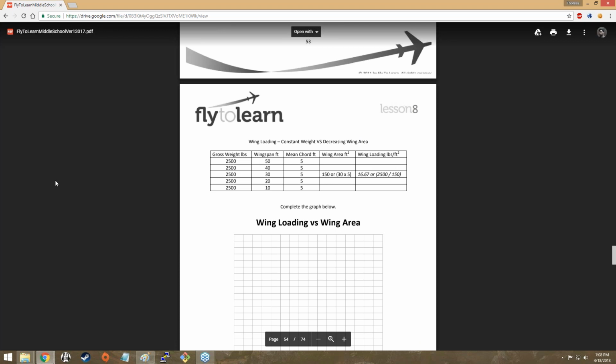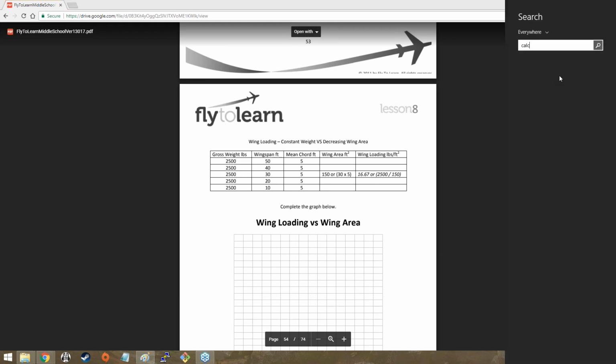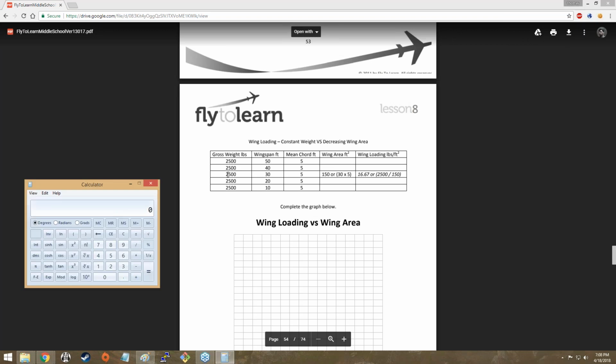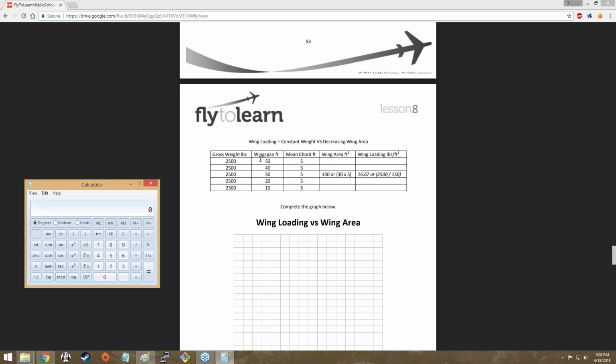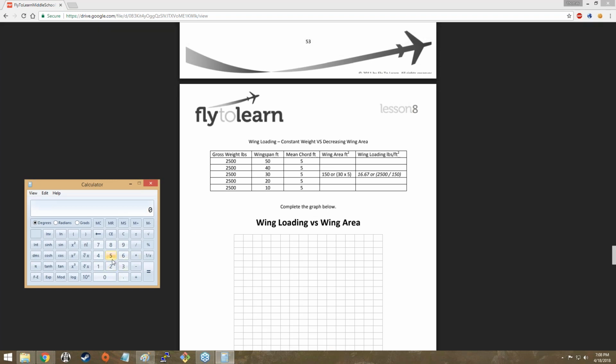So just some really quick math. Let me get my calculator open. Calculator. All right, so we got a calculator. The plane's gross weight is 2,500 pounds. The wingspan is 50 feet and the mean chord is 5. So what we've got here is 50 times 5 will give us the surface area of the wing.